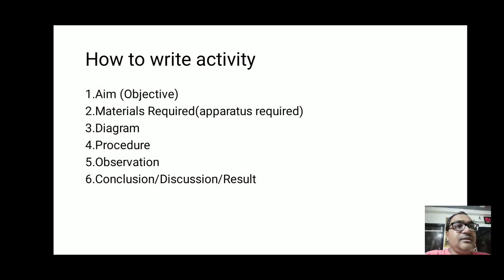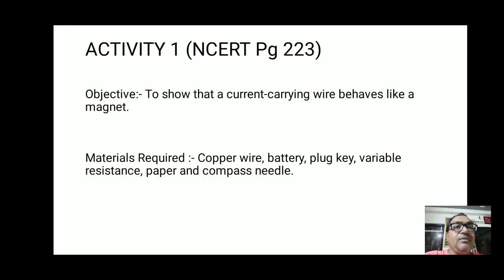So let's start with our activity number 1, which is given on page number 223. I told you that you have to write and describe it step by step. If any activity from this lesson comes for 2 marks or 3 marks in the exam, you write it this way. First, the aim or objective of the activity, which is already given in the question: to show that the current carrying wire behaves like a magnet. This you have to write.